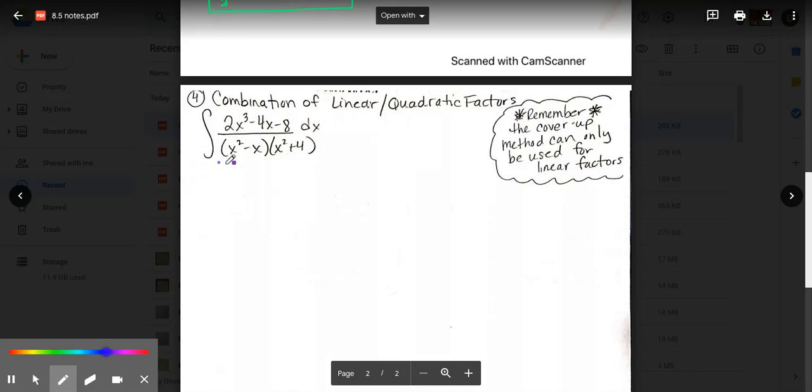In fact, if you can factor more, do that. So this factors more into x times x minus 1, and then x squared plus 4. This is the first time we're seeing a quadratic factor, meaning degree 2. So here's how we write it out. A over x, this is linear, so this is just a constant, plus B over x minus 1. Remember, I wrote plus 1 but it's x minus 1.